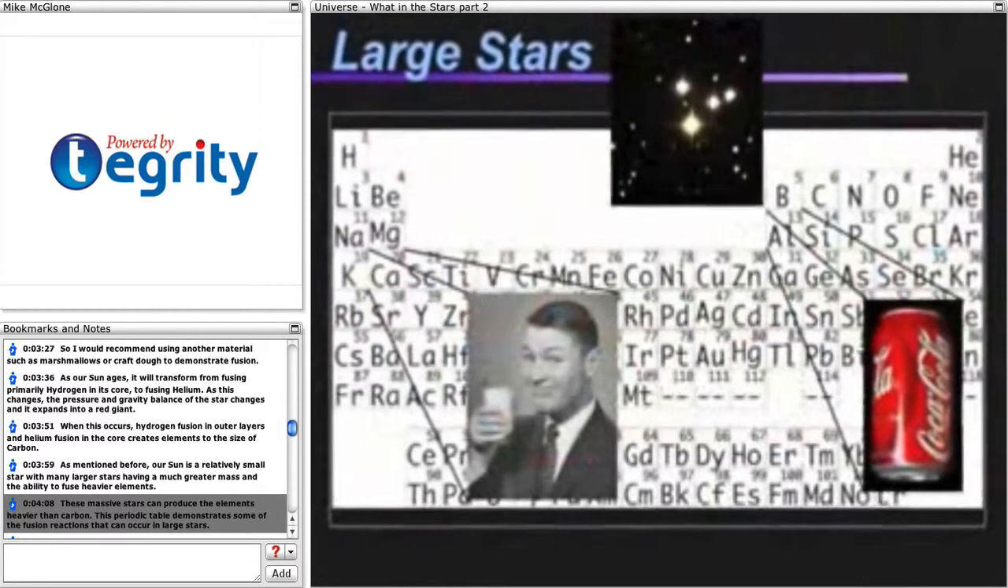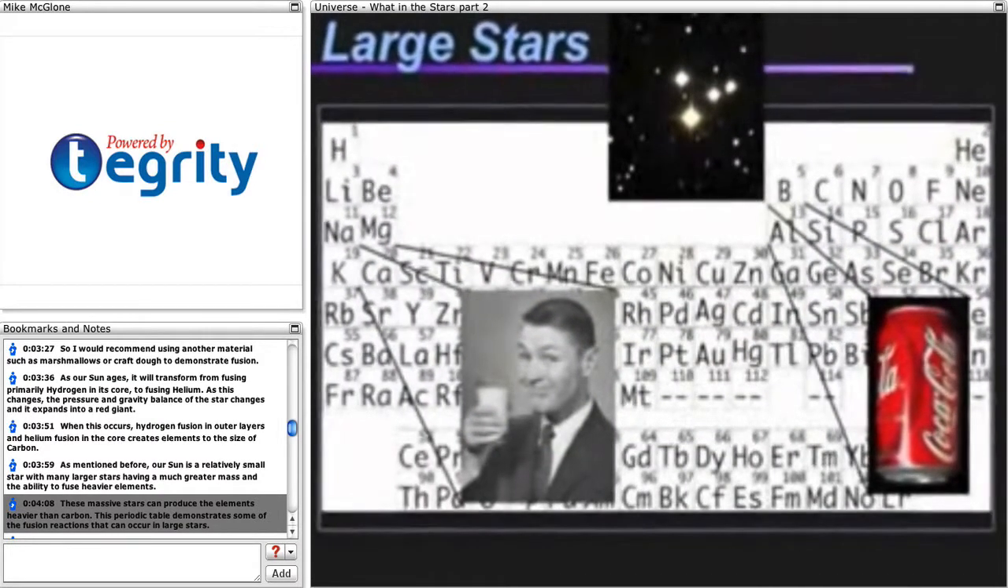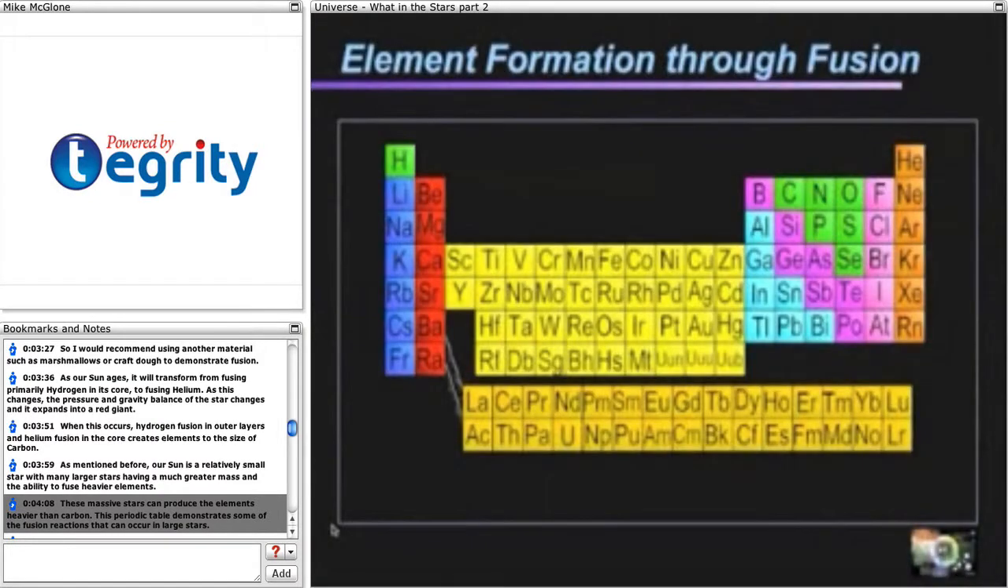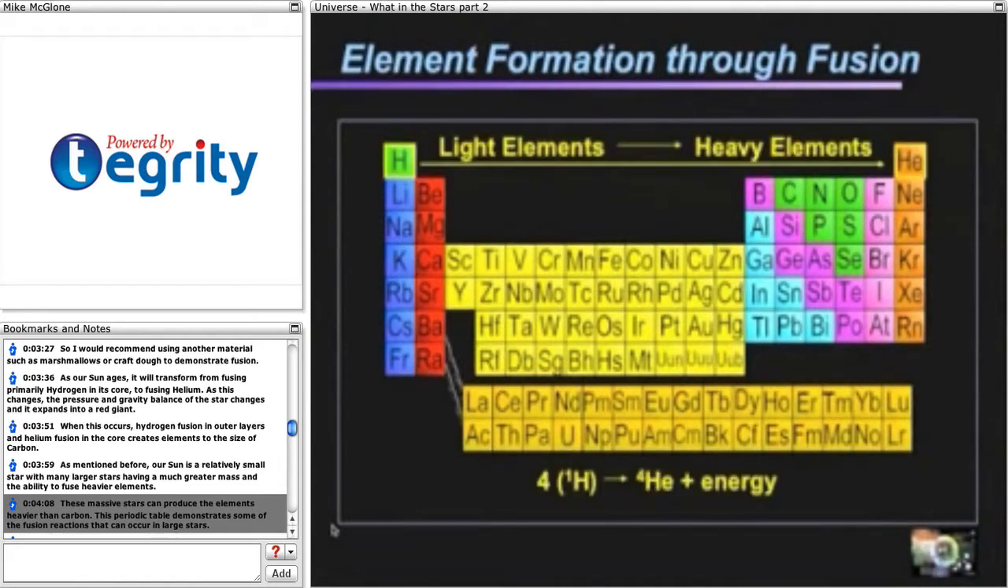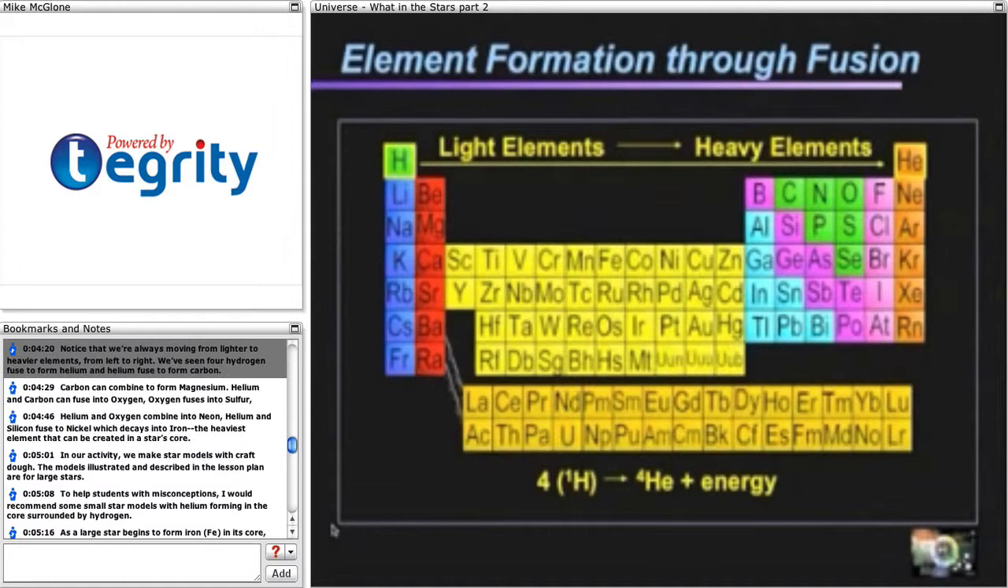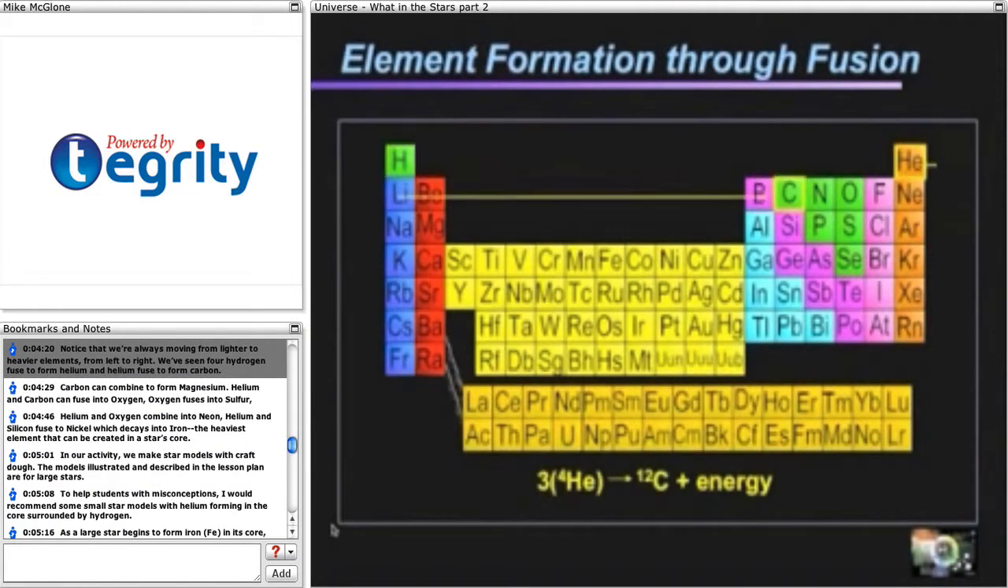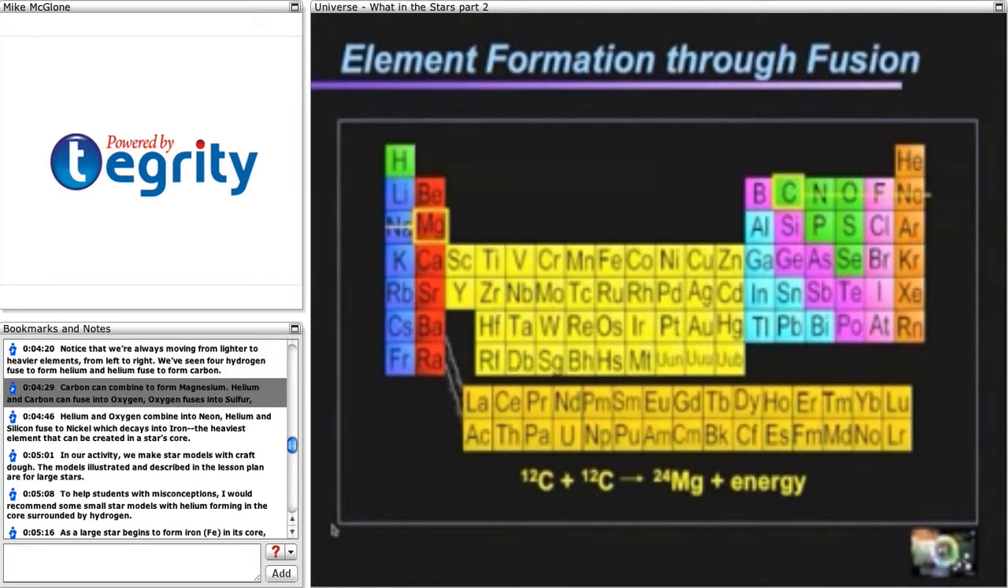These massive stars can produce the elements heavier than carbon. This periodic table demonstrates some of the fusion reactions that can occur in large stars. Notice that we're always moving from lighter to heavier elements from left to right. We've seen 4 hydrogen fuse to form helium, and helium fuse to form carbon. Carbon can combine to form magnesium.